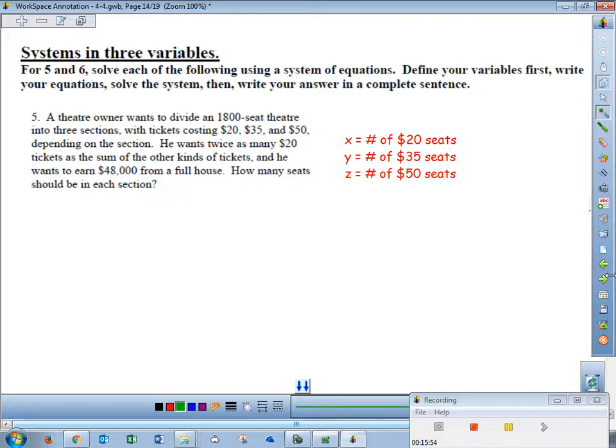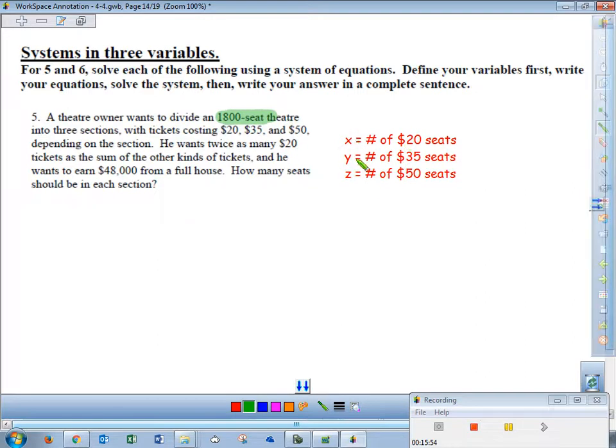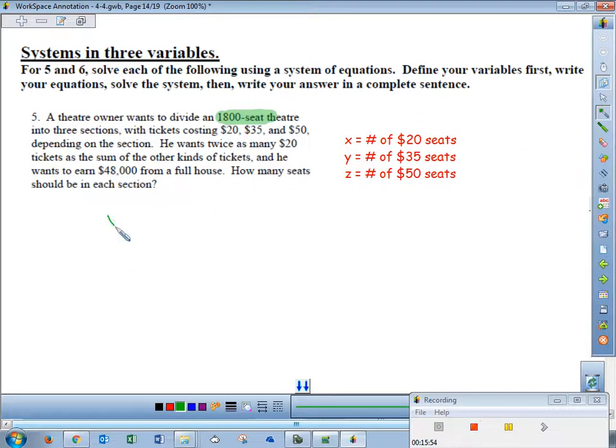So let's write our equations now. There should be 3 different equations because we're going to need a 3 by 4 matrix to get this solved. So let's read from the start and see what we got. 1,800 seat theater. Okay, well here's all my seats, right? I got $20 seats, $35 seats, and $50 seats, and these are the number of them. So all the $20 seats, plus all the $35 seats, plus all the $50 seats, please cross your Z's, should be 1,800 seats. That's pretty simple. Done with that one.